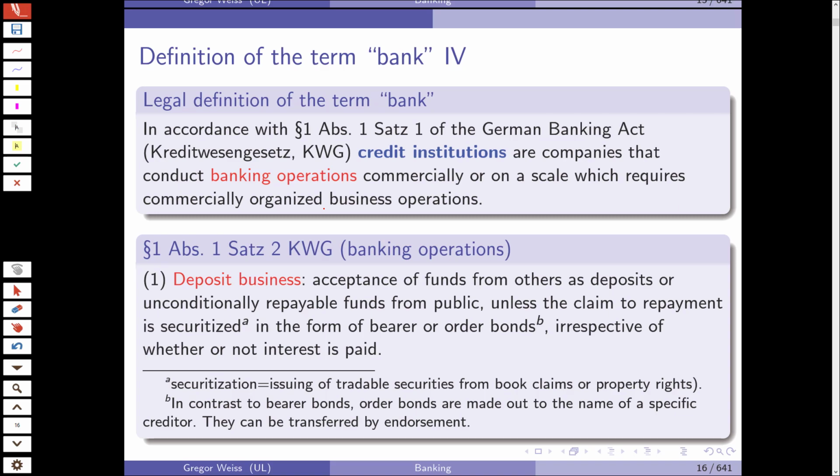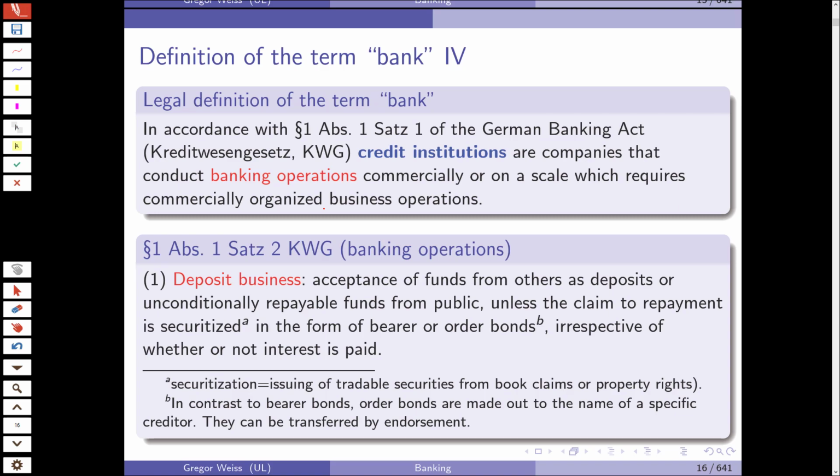The first one is deposit business. Also a very awkward translation, Depositengeschäft. And in German we call this Depositengeschäft. If you accept deposits, you are a bank, full stop. There is no discussion legally whether you are a bank or not: as soon as you accept deposits, you are a bank. Why is this important?